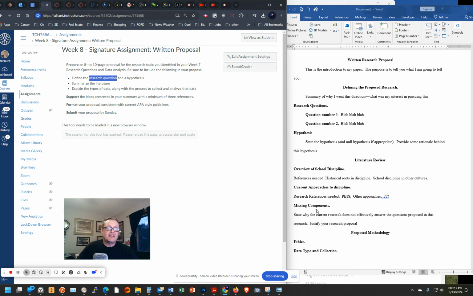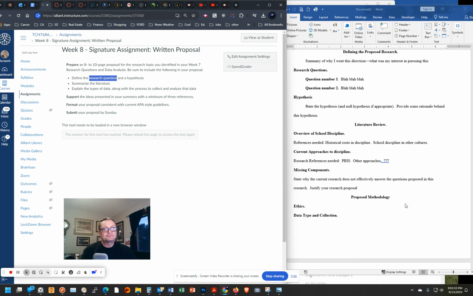State, and this is kind of what I was talking about, and this is where you want to put that information. Missing components. State why the current research does not effectively answer the questions proposed in this research. Justify your research proposal. And this is maybe one of the most important paragraphs or two paragraphs out of your whole paper. If you were structuring your paper to talk about school discipline, what's missing in the literature review and the core research that's been done to this point on your topic?